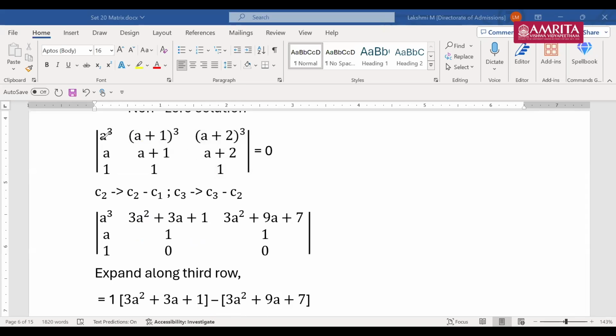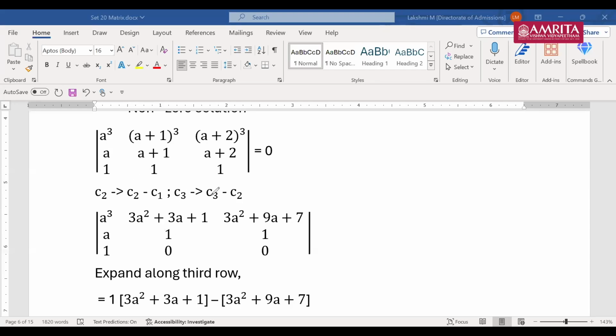You can expand it and you can just do C2 equal to C2 minus C1. So A cube minus this term, the A cubes are gone. You'll have 3A square plus 3A plus 1. The A is gone, it's just 1, and this 1 minus 1 is 0.